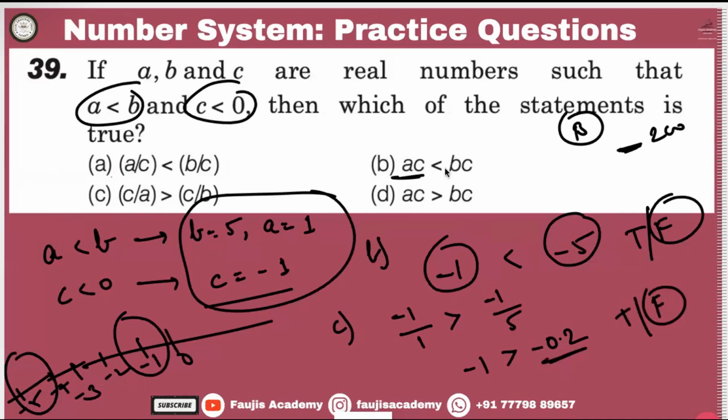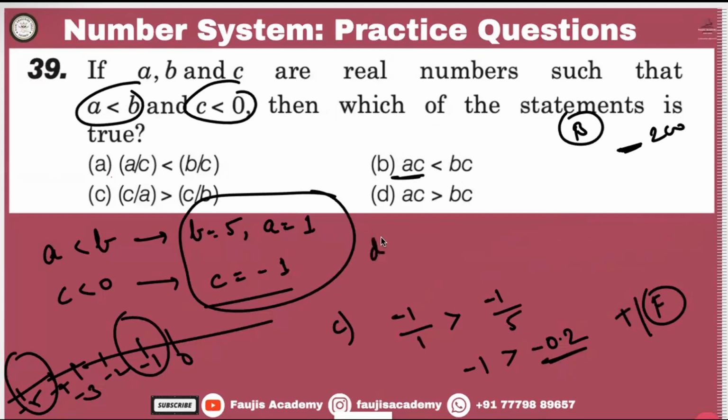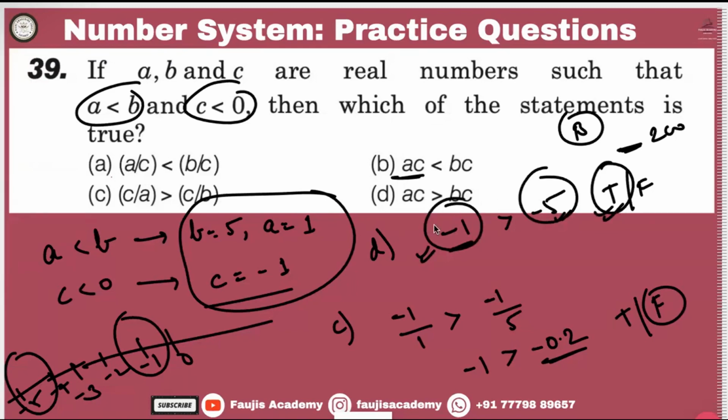This is false, right? Now we'll check the last of the options, D. AC means -1 greater than BC. I mean, is AC greater than BC? True or false? Over here, it is true. Which one is greater, -1 or -5? -1 is greater, right?